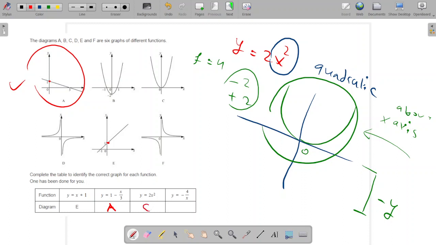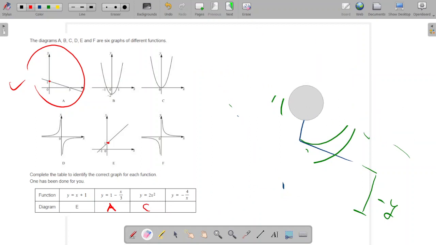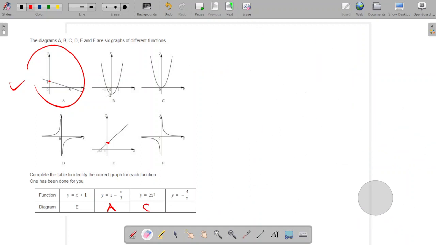C is the shape that is connected to y equal to x squared. Okay, this is the other one. Now for the last one, it's talking about y equal minus 4 over x.